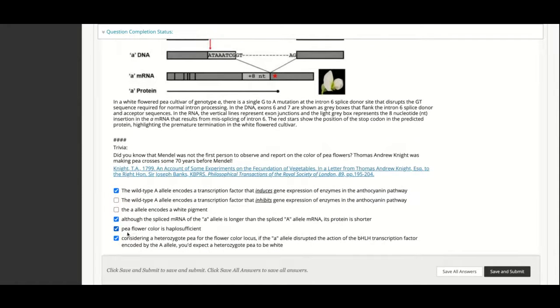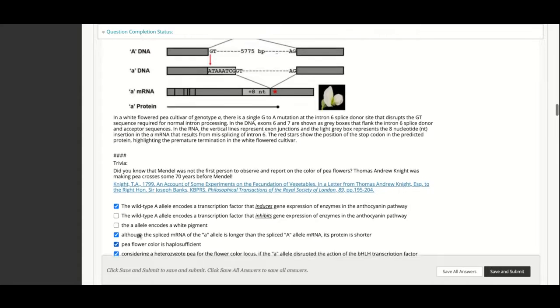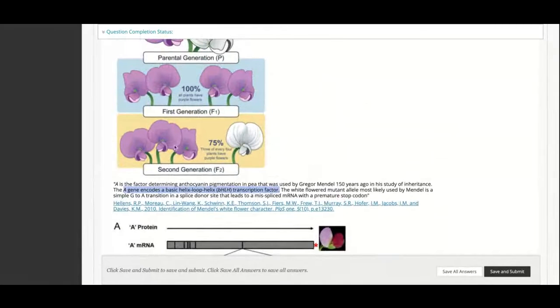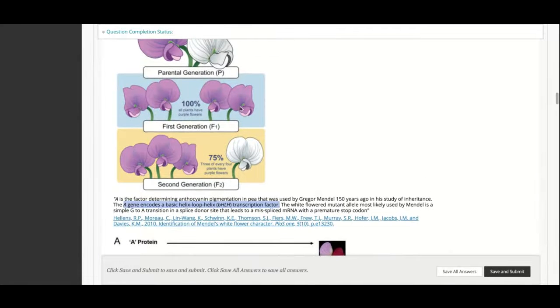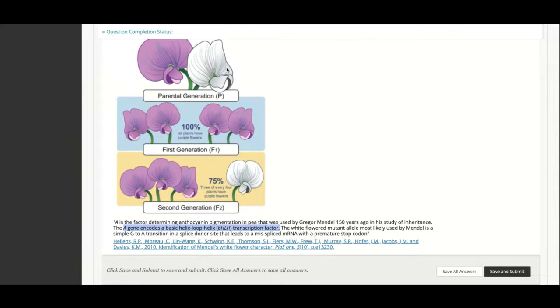Okay, then the next one, P flower is haplosufficient. You know that that's true because of the heterozygote. Here you cross purple with white, and he got 100% purple. So you know that these guys are heterozygotes. And since the heterozygotes look like one of the parents and not somewhere in between, then you know it's complete dominance, which I told you happens because of haplosufficiency.